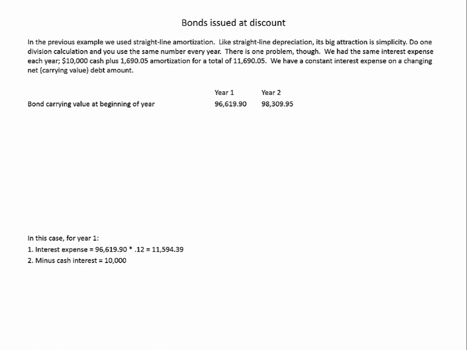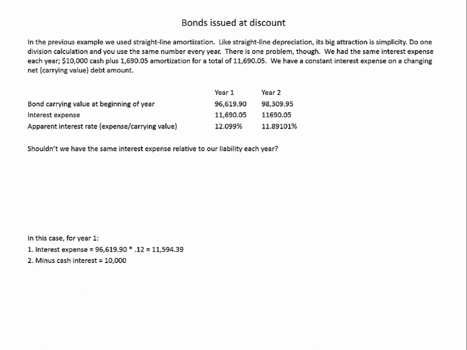Okay, at the beginning of the year, year one, the bond carrying value was $96,619.90. We had interest expense of $11,690.05. So the apparent interest rate in the first year, the interest expense divided by the carrying value, was 12.099%, or essentially 12.1%. In year two, the carrying value had risen because we amortized some of the discount. The interest expense was still the same, and so the apparent interest rate, interest expense divided by the carrying value, had fallen to essentially 11.9%.